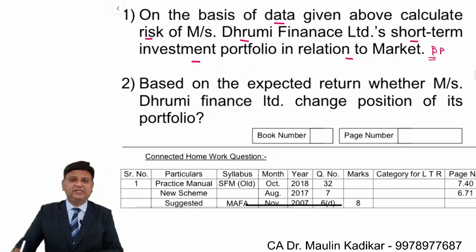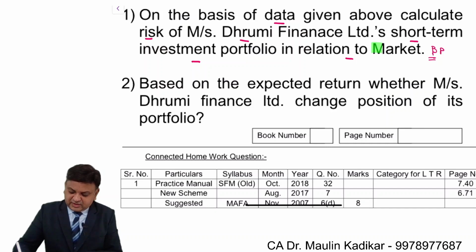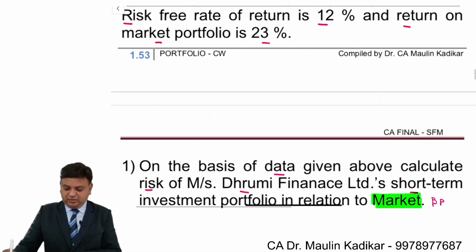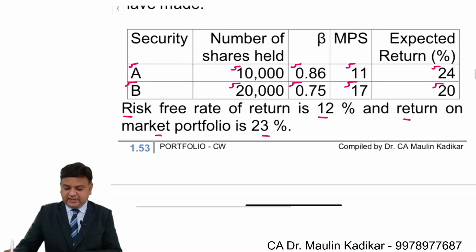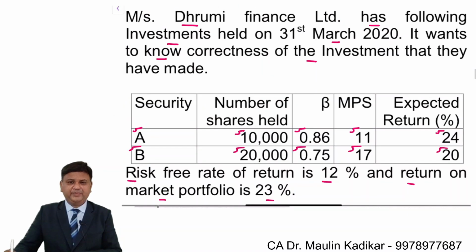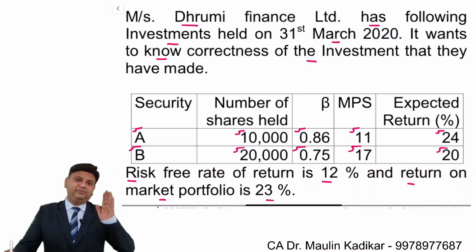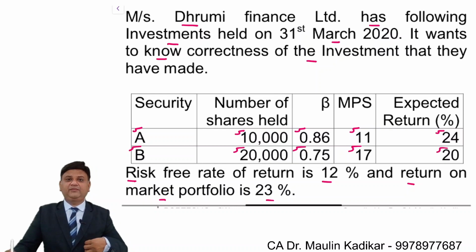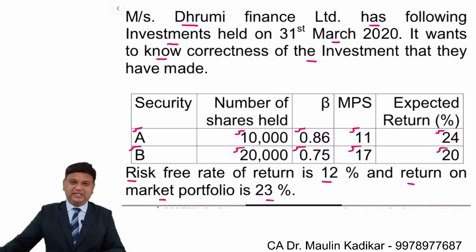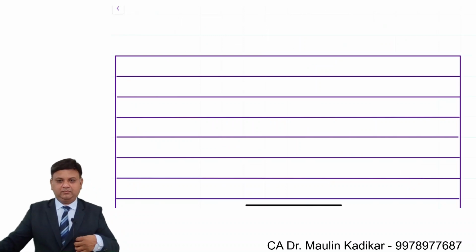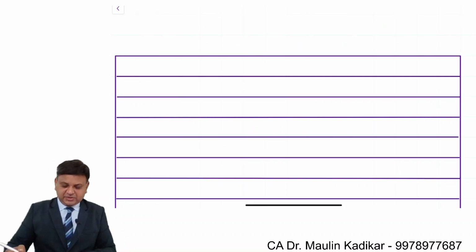In a way, the question says that you are required to calculate the risk of Mrs. Dhrumi Finance Limited's short-term investment portfolio in relation to market. In relation to market stands for the calculation of the beta of the portfolio. So I request all of you to make the calculation of the beta of the portfolio, and for that you already know that the beta of the portfolio is calculated as a simple weighted average. Calculate beta of the portfolio and put your answer in the chat box. So let us answer the question.